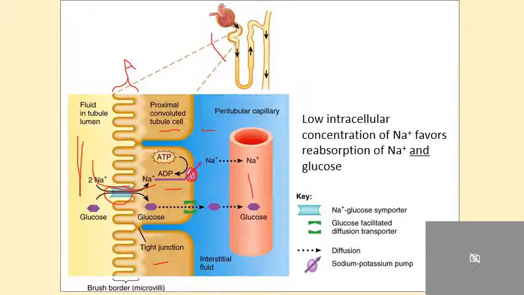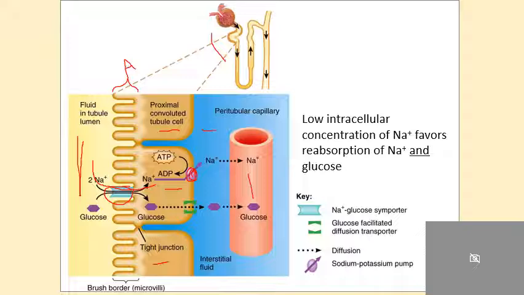This symporter will allow sodium to diffuse downhill, down its concentration gradient, from an area of high concentration to an area of low concentration. But the only way it will allow sodium to move is if a glucose travels with it. And so this symporter in light blue moves both sodium and glucose out of the filtrate and into the tubule cell. This is the reabsorption of sodium and glucose.